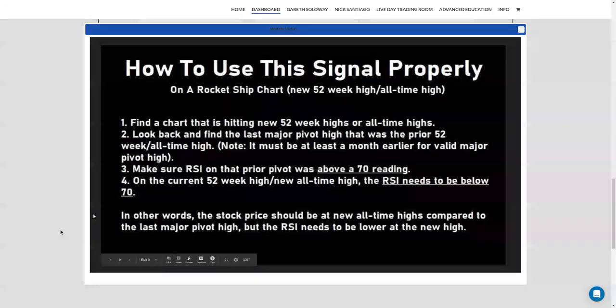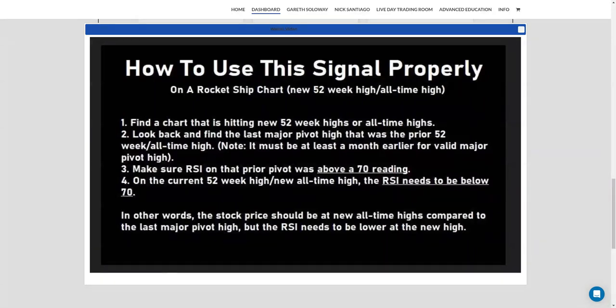All right, how to use this signal properly on a rocket ship chart, a new 52-week high or all-time high. Number 1, find a chart that's hitting a new 52-week high or an all-time high. Number 2, look back and find the last major pivot, which was the prior 52-week or all-time high.